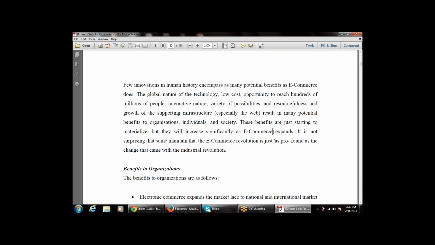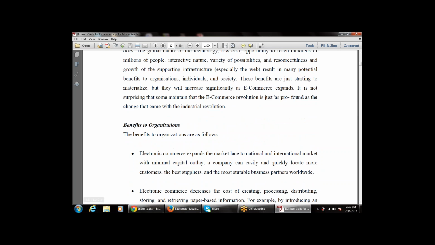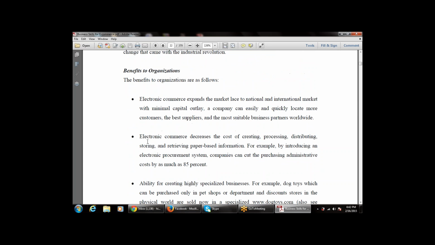Then there are different categories of benefits. The first is the benefits to the organization, that is, how benefits are provided to the organization. These are the various benefits provided by e-commerce to the organization. Like, it can reach the national and the international market with minimal capital outlay, so different organizations can use a minimum outlay.